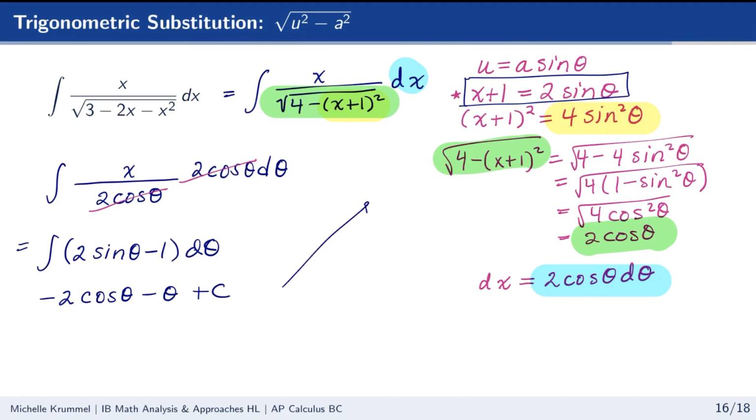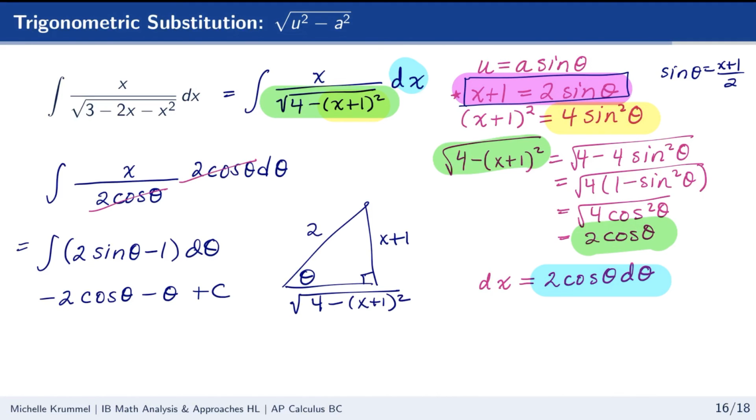Now we have to write our answer in terms of x. So I'm going to draw a right triangle. Go to the original substitution equation. Here, if you solve that for sine theta, you get sine theta equals x plus 1 over 2. Opposite over hypotenuse. And then the missing side is the square root of hypotenuse squared minus leg squared, which does in fact match what we have in our radical there.